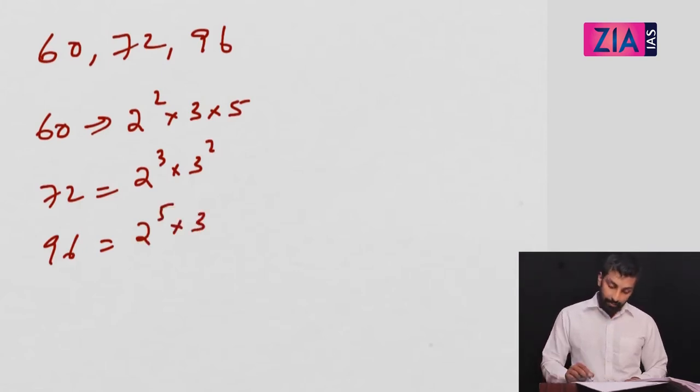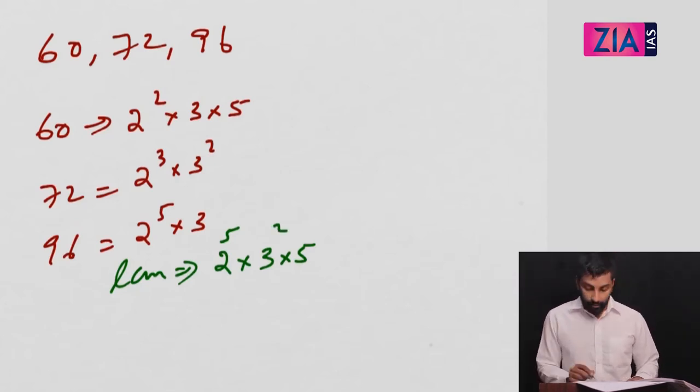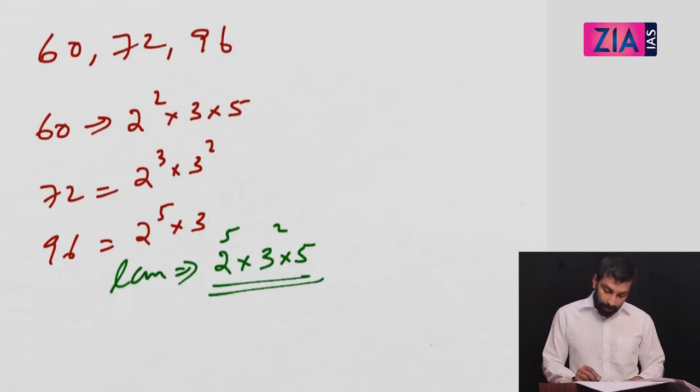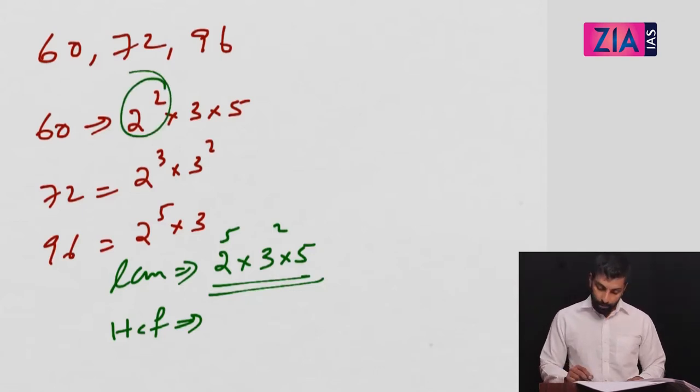And LCM, I told you, is everything involved in this prime factorization, that is 2, 3 and 5, with the highest power. So 2's highest power is 5, 3's highest power is 2 and 5's highest power is 1. So this is your LCM. But when it comes to HCF, you will take only those common terms, right? So 2 and 3 are common, and how much 2 is common? Here only two 2's, right? So 2 square into 3.